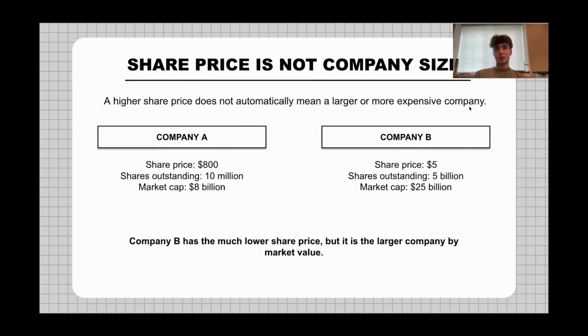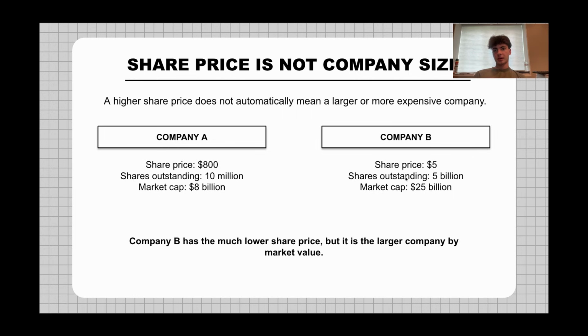Next, we can look at how share price does not mean company size. This is one of the biggest beginner mistakes in investing. The price of one share does not tell you how large a company is. Look at these two examples. Company A has a share price of $800 and 10 million shares. Market cap is $8 billion, right? This times this equals this.